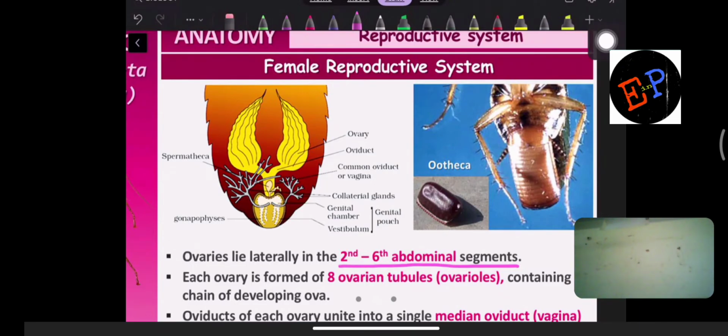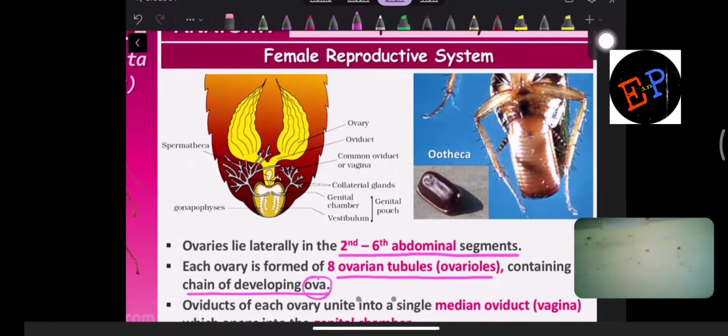Clear? So each ovary is composed of 8 ovarian tubules containing a chain of developing ova. Are you able to understand? So each ovary consists of how many tubules? They have 8 ovarian tubules in which you can find the eggs that develop here. And these eggs are also called ova, or ovum. Clear? So the oviducts of each ovary unite into a single median oviduct, which we have already studied, also called the vagina, which opens into the genital chamber.